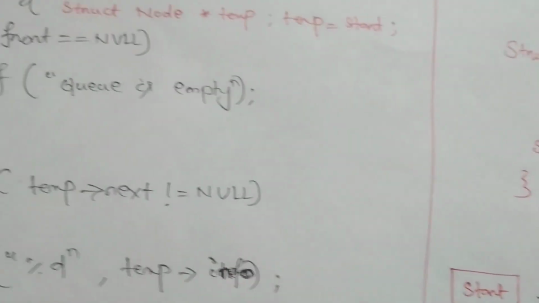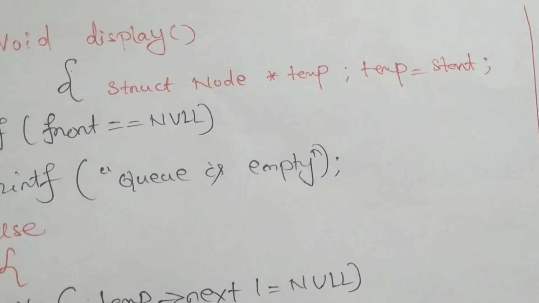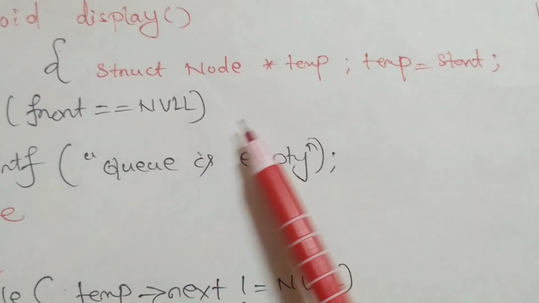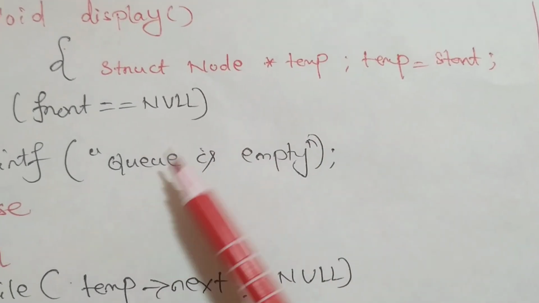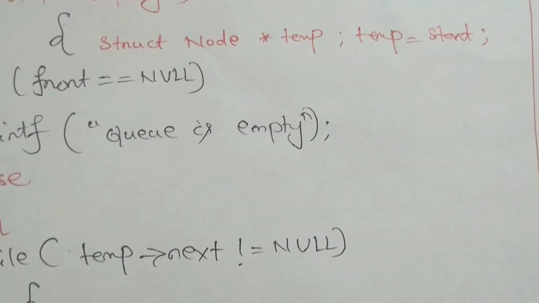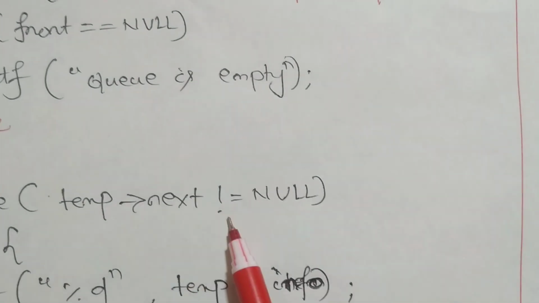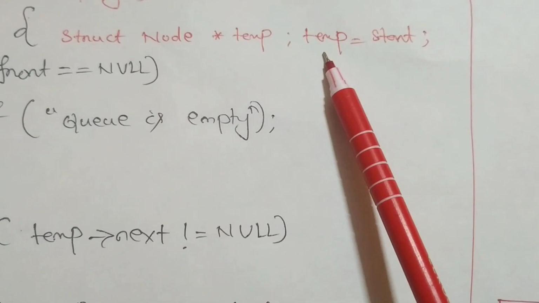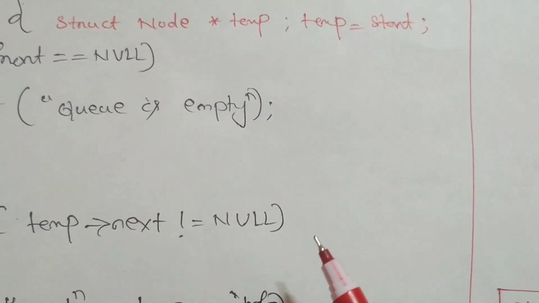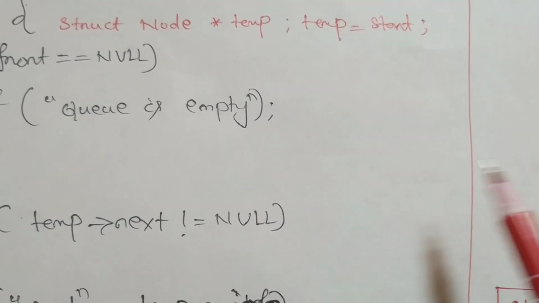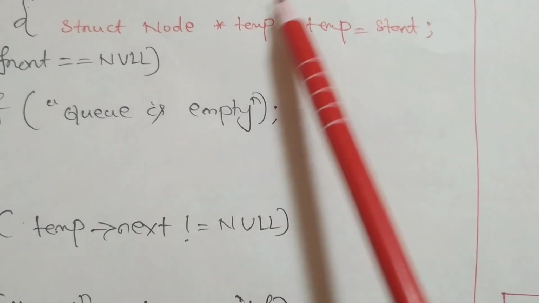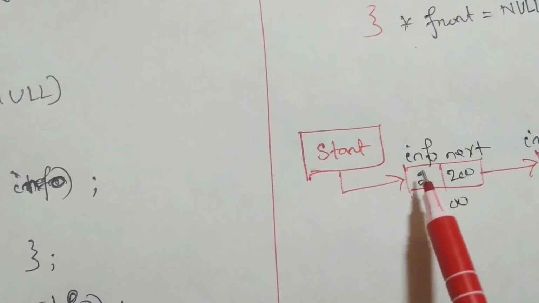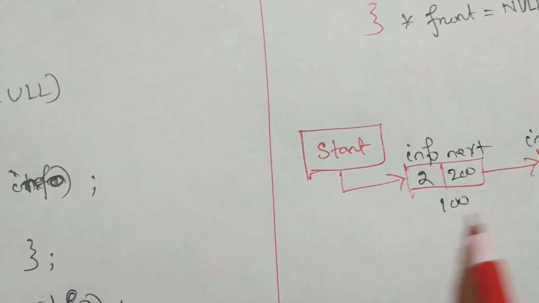Now, how to display. In display, first we have to check whether the queue is empty or not. If front equal to null, the queue is empty, nothing to display. Otherwise, we display until null. First temp equal to start, because in a linked list we can traverse in only one direction, the forward direction. Temp will contain the address of the first node. This is temp, and it contains the address of the first node.